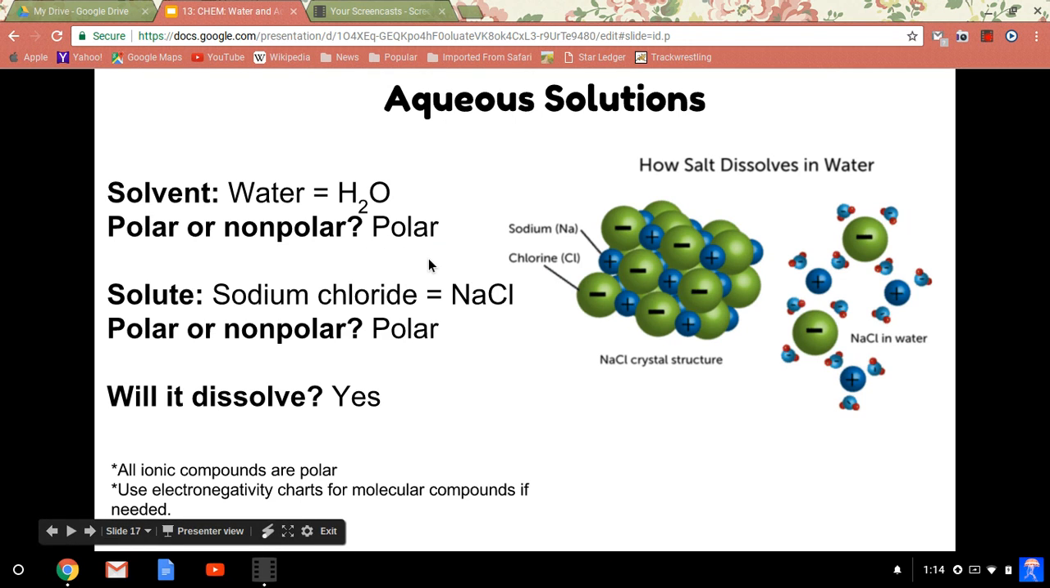You're going to do the same thing with sodium chloride. Notice sodium is a metal, chlorine is a nonmetal. I know this is an ionic bond, so automatically polar. Since it's polar and polar, will it dissolve? Yes.